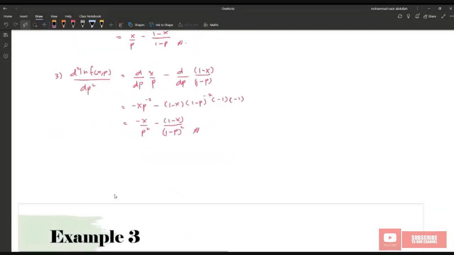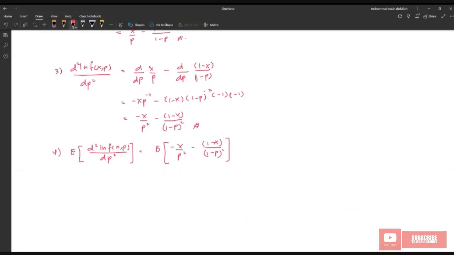right? So then for number 4, I'm going to take the expected value of the second derivative of ln f(x; p) with respect to p, right? So this one should be equal to the expected value of negative x over p squared minus 1 minus x divided by 1 minus p squared, right?